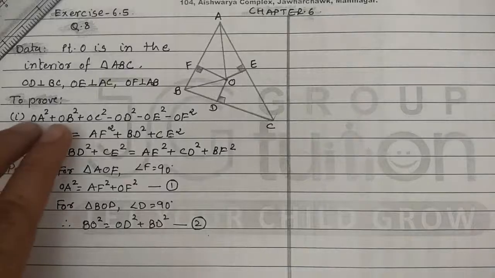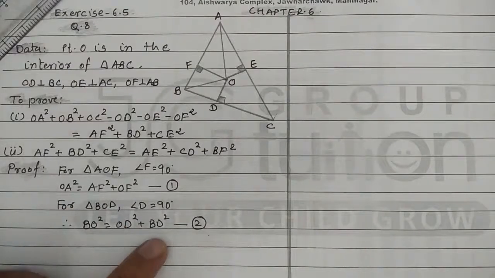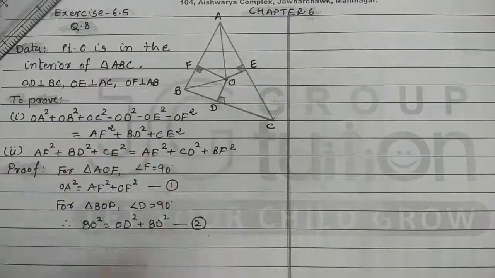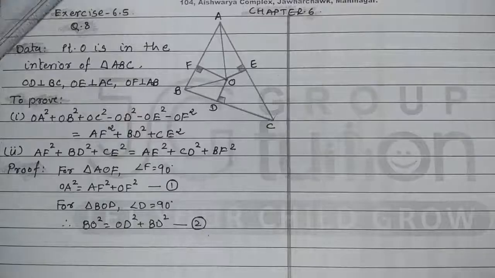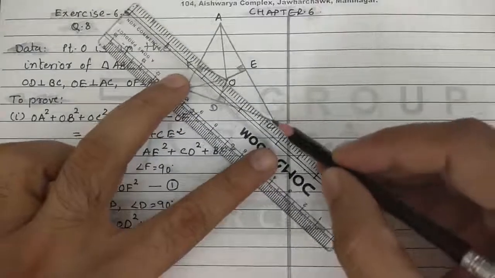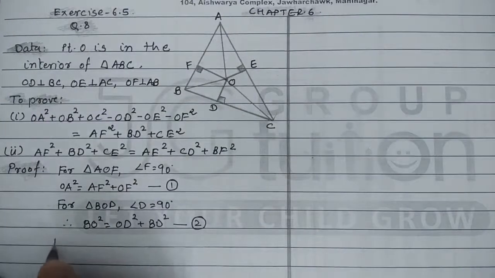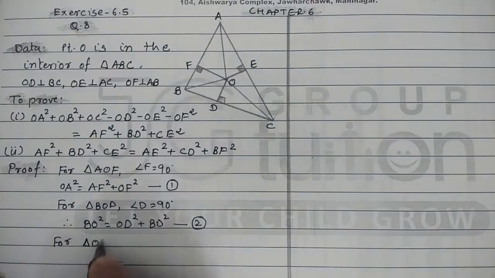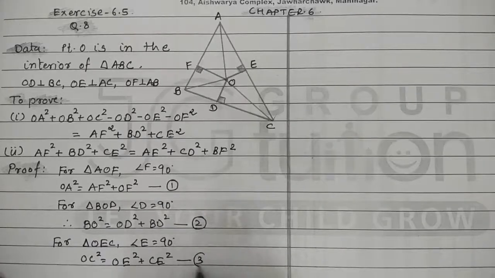One more, see, you can obtain OA square, OB square, AF square and BD square. The rest of 2 we also obtain here. Now one is left, that is C and OC. So obviously now we have to join OC. So for triangle OEC, we can see that angle E is a right angle. So OC square, again using Pythagoras, is OE square plus CE square. This is equation number 3.